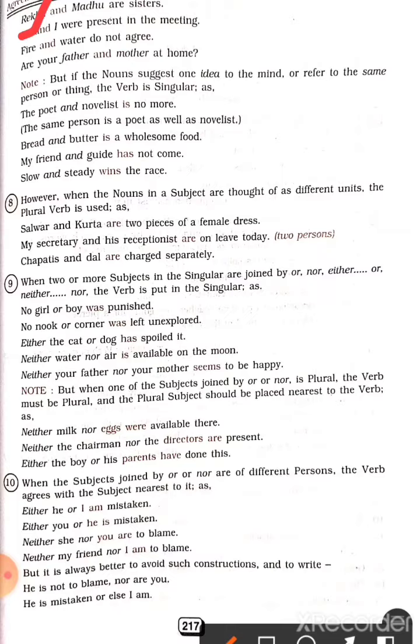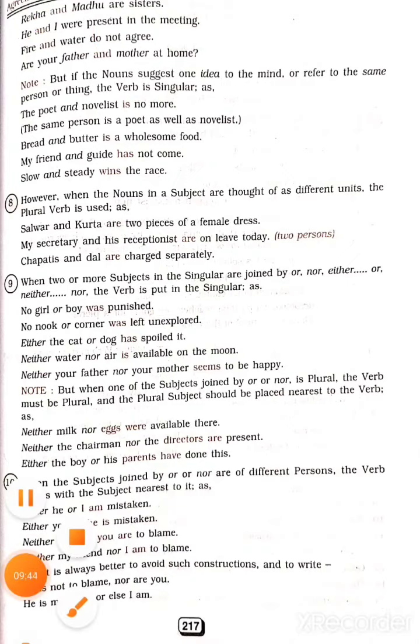Next, fire and water do not agree. You cannot write fire and water doesn't agree because fire and water, these are two different singular objects, singular subjects or singular nouns. Okay, so fire and water are two different subjects joined by and. So after them the plural verb will follow. Okay, so do not agree.